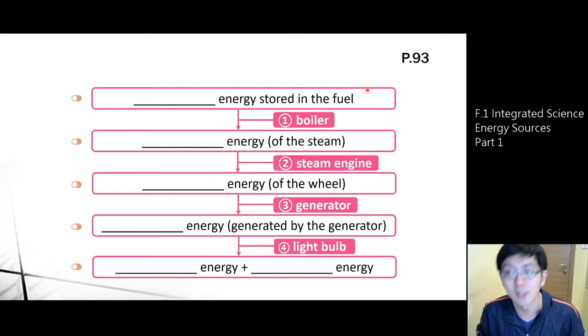Energy stored in the fuel. Remember this, stored in the fuel. Energy of the steam. Energy of the wheel. Energy generated by the generator. And what energy form is given out by the light bulb. I need you to fill this part first before I tell you the answer. Okay, please pause the video.